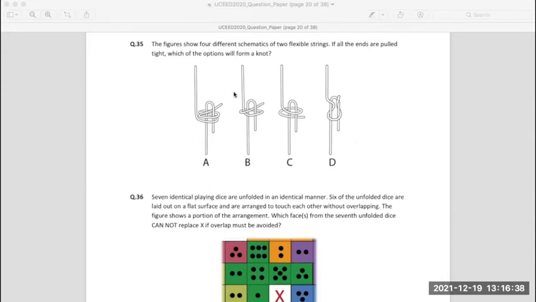So the next one, you're given these 4 different possible knots. When I pull the string, there might be certain ropes which get separated from each other, and there might be certain conditions where the 2 ropes tie a knot with each other when these two ends are pulled. Which of the options will form a knot? Anybody want to answer this? One by one. Let's take option A. Will option A tie a knot, or will it become 2 loose ends?